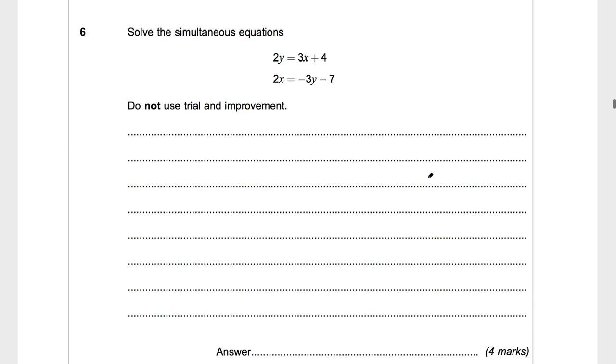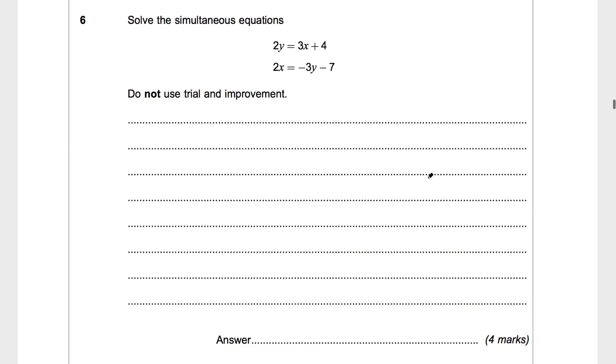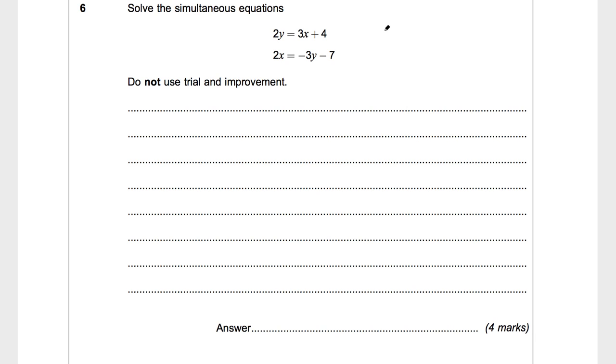Solving these simultaneous equations, I want the same number of x's and the same number of y's, so I'm going to multiply everything in this one by 3. Let's go for the same number of y's. That gives me 6y equals 9x plus 12. And in this one, to get the same number of y's, I need to multiply by 2. So that's 4x equals minus 6y minus 14.